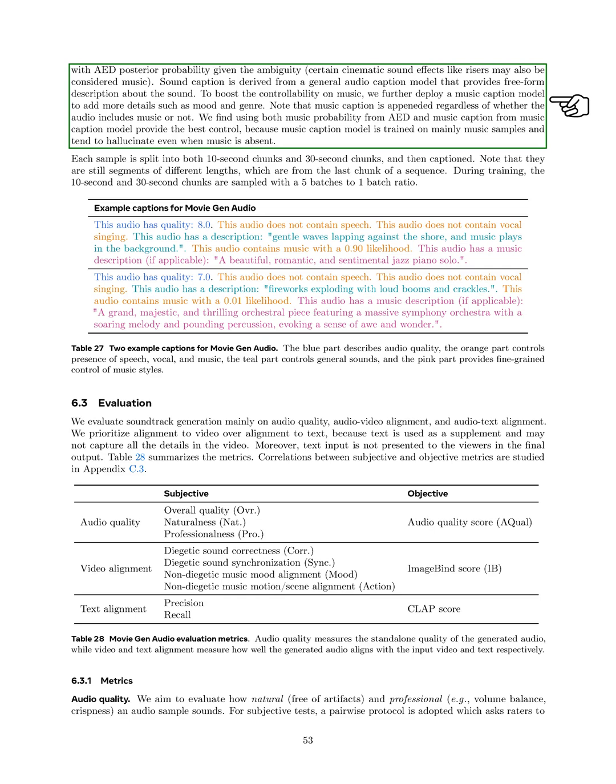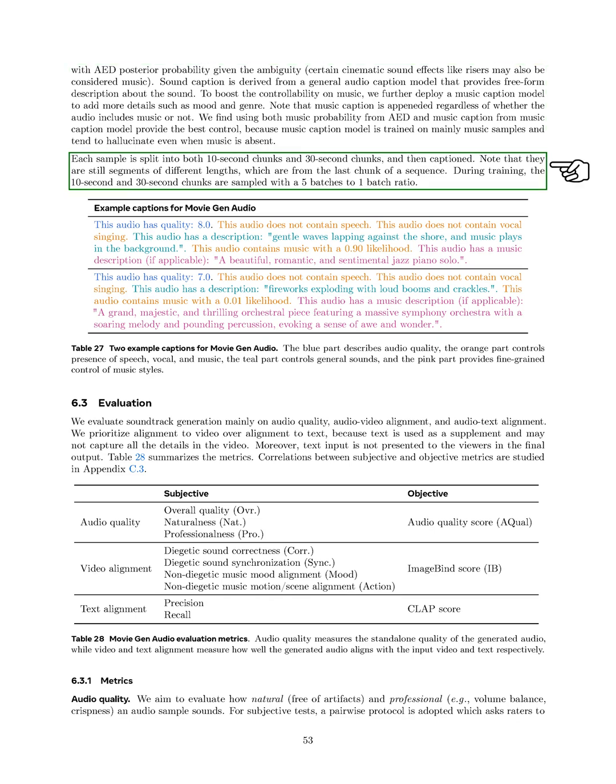We find that combining music probability from the AED model with music captions gives us better control, as the music caption model is primarily trained on music samples. Each audio sample is divided into 10-second and 30-second segments for captioning, and during training, we sample these segments at a ratio of 5 batches to 1 batch.